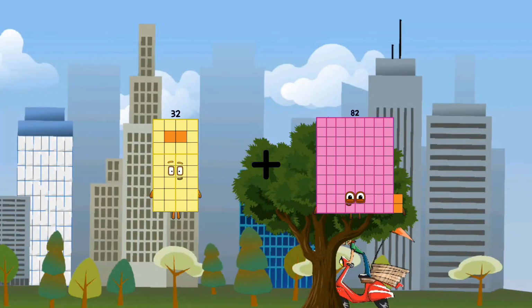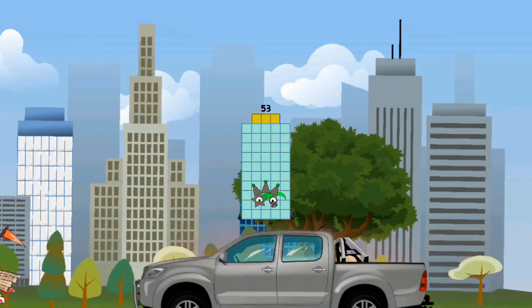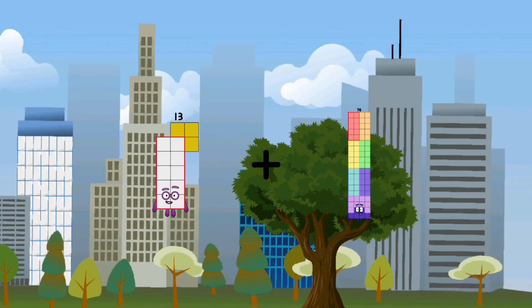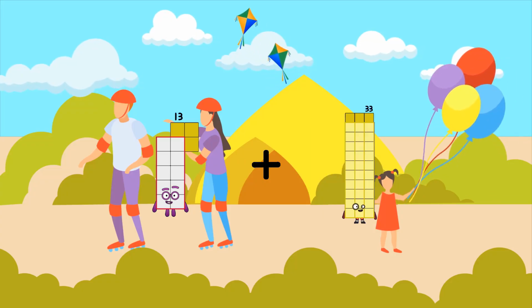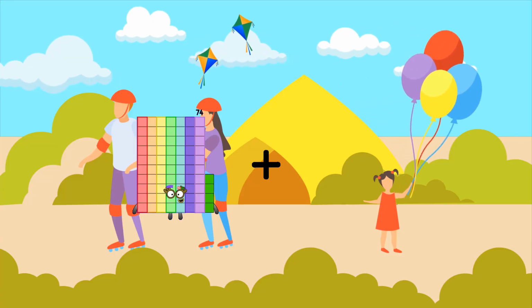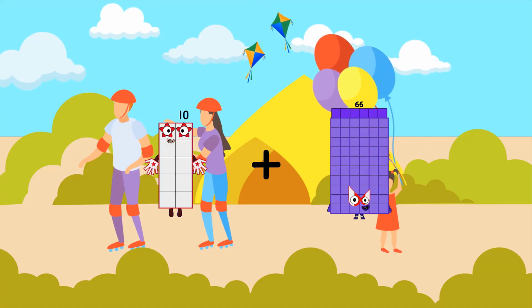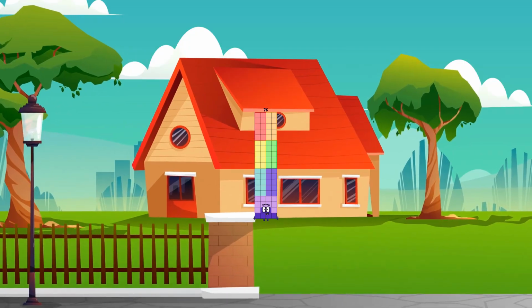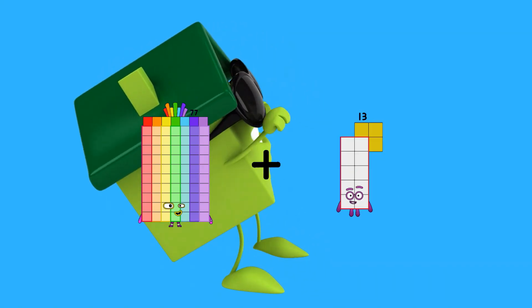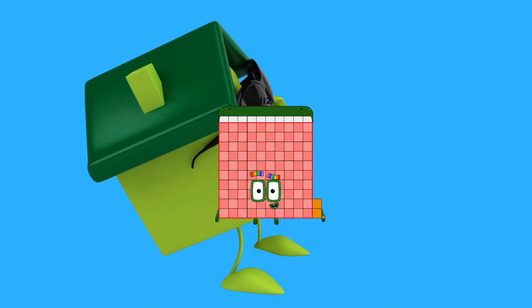32 plus 21 equals 53. 13 plus 33 equals 46. 10 plus 66 equals 76. 77 plus 35 equals 112.